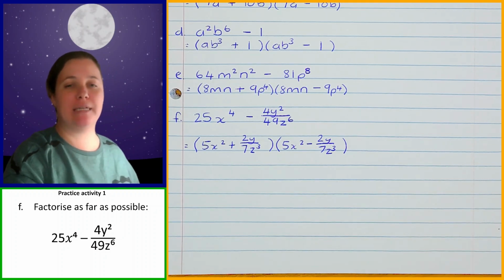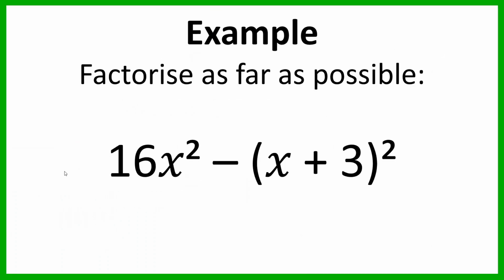Right, let's go on to our next question. In this example, we've got 16x squared minus (x plus 3) in brackets squared. Okay, so now this one's different because we've got this bracket which is being squared. So let's have a look at how we would do this question.